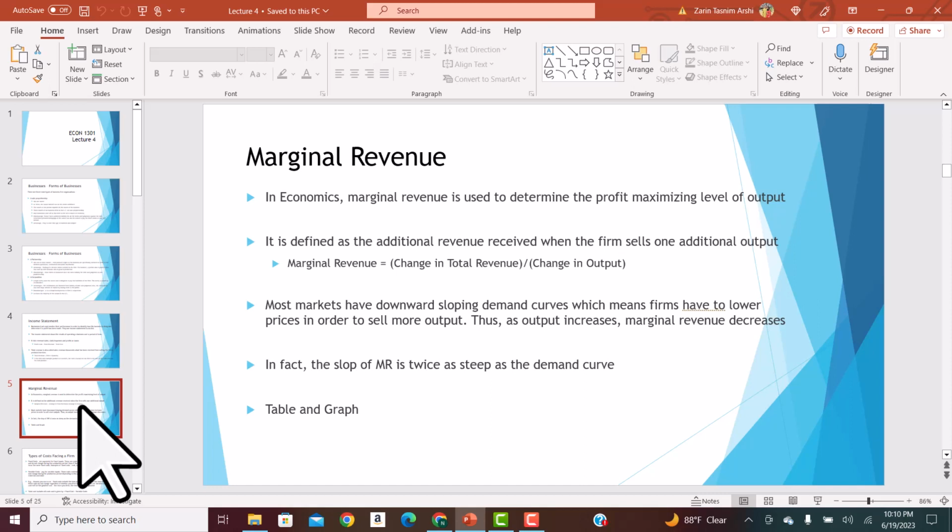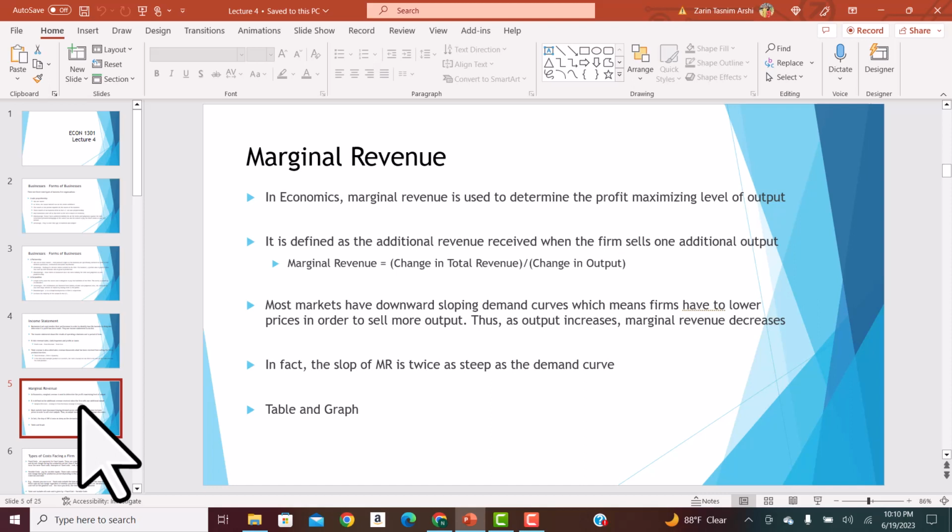So marginal revenue is defined, and we did this before as well, as the change in total revenue divided by the change in output. Okay, most markets have a downward sloping demand curve, which means firms have to lower prices in order to sell more output. We know that, right? In most markets, if we want to sell more, we have to lower prices, so demand will go up, and then we can sell more goods to the buyers, right?